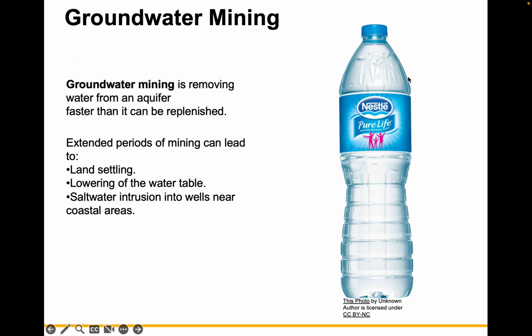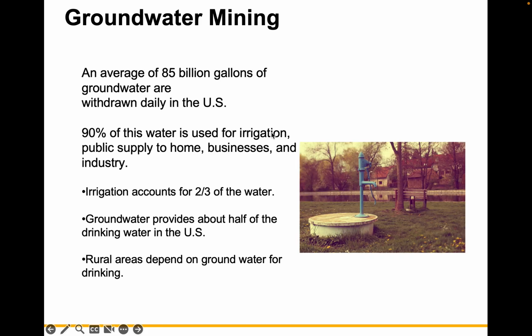I included a picture of a Nestle water bottle here. Nestle is one of the companies that pumps groundwater to bottle and then distribute and sell nationwide. An average of 85 billion gallons of groundwater are withdrawn daily in the U.S. 90% of this water is used for irrigation, public supply to home, businesses, and industry.